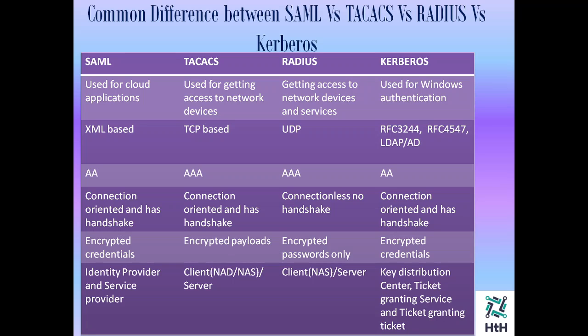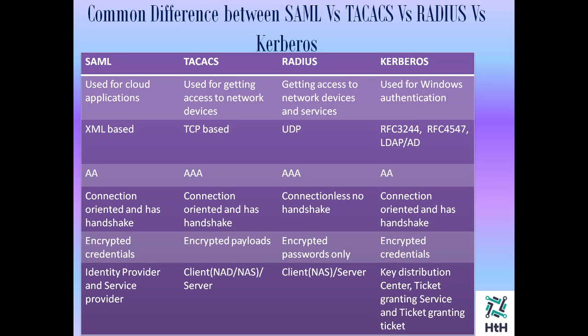SAML is AA, that is, it provides only authentication and authorization. TACACS provides AAA, that is authentication, accountability, and authorization. Radius is AAA: authentication, accountability, and authorization. Kerberos provides only authentication and authorization. SAML is connection oriented and has a handshake. TACACS is connection oriented and has a handshake. Radius is connectionless, no handshake. Kerberos is connection oriented and has a handshake.